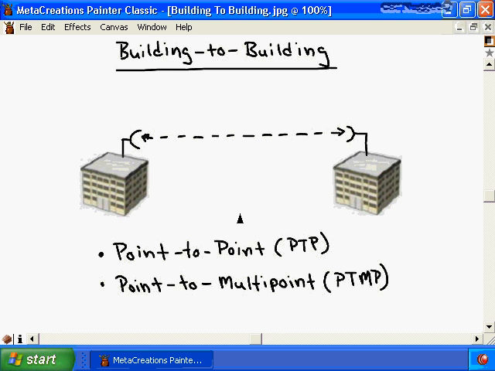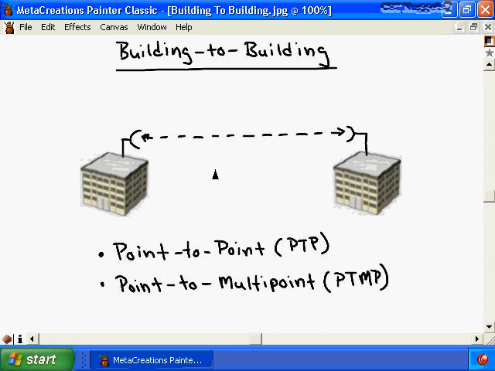In contrast, if we have a wireless connection between three or more buildings, this is referred to as a point-to-multipoint connection. Now, when we have three or more buildings connected together in a point-to-multipoint wireless connection, they're usually connected in what's referred to as a hub-and-spoke topology. And in that type of topology, we have one central part of the network.